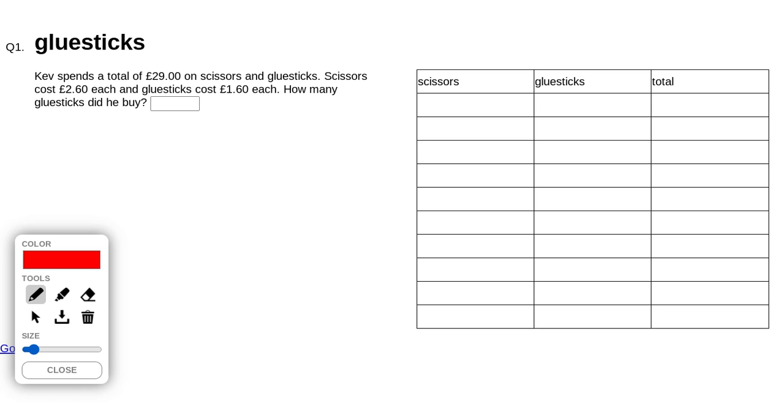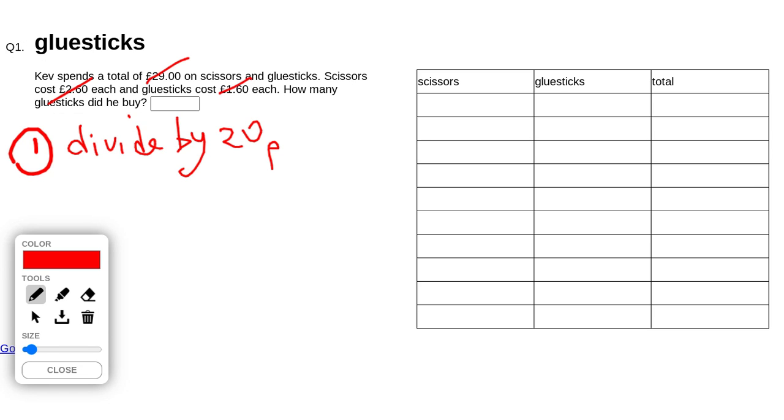Right, we've got £29 and we need to buy glue sticks and scissors and make the exact total of £29. The first thing we can do is see that there's a common factor of 20p in each of those, so that's what I'm going to do. That's going to simplify things a little bit, dividing by 20p each of these, and that gives me 145, 13 and 8. So we can imagine that we're adding to £1.45, 13p and 8p.